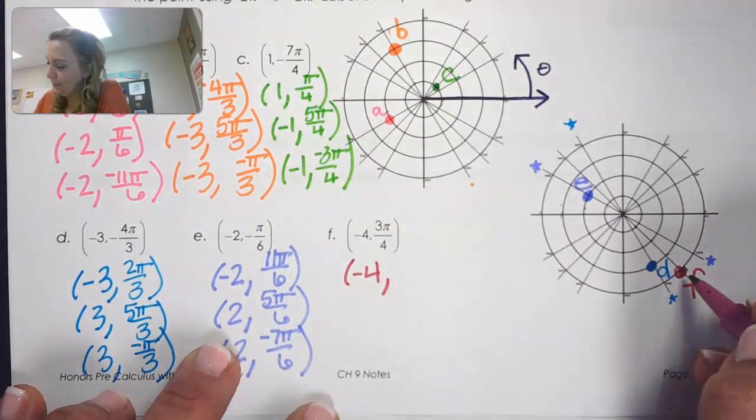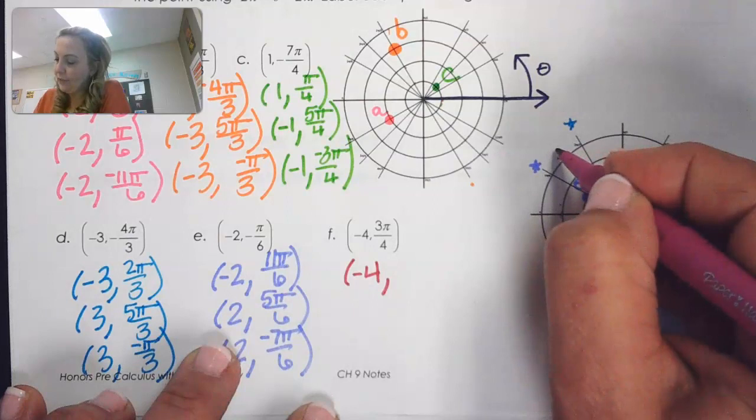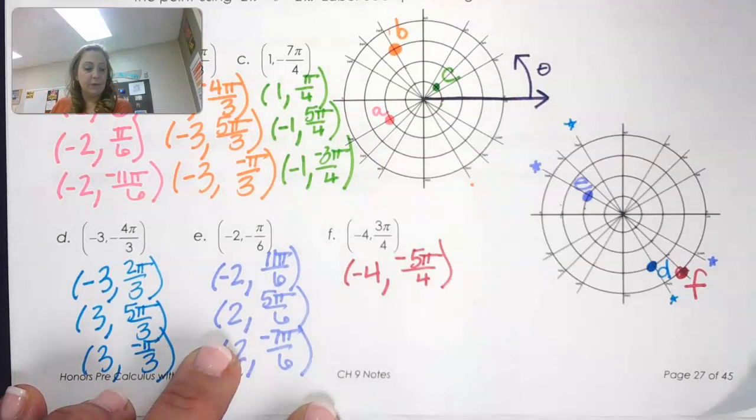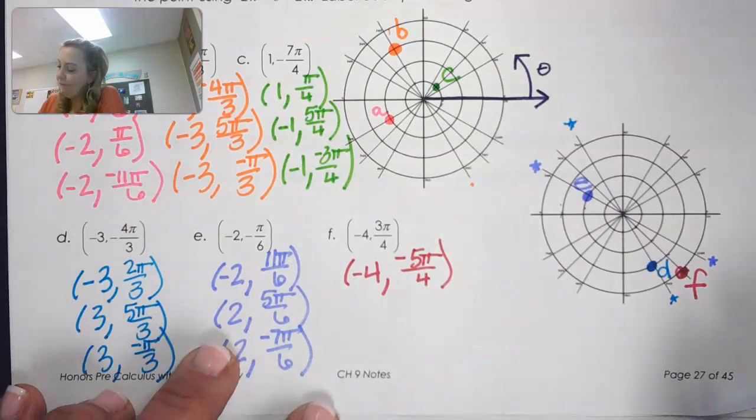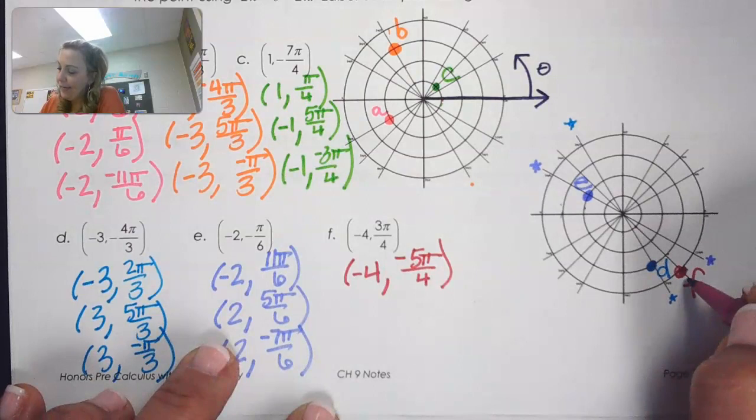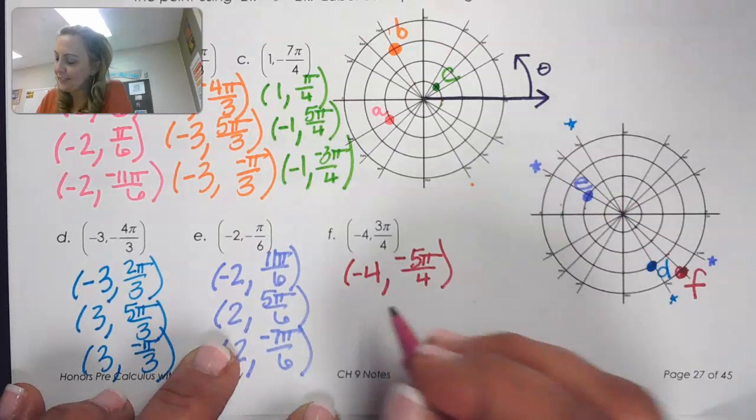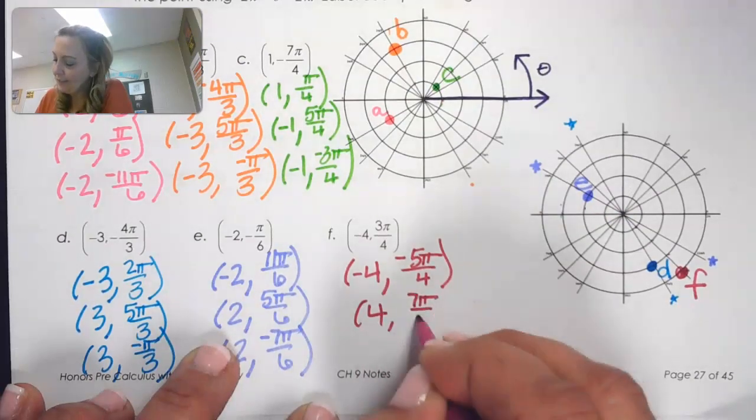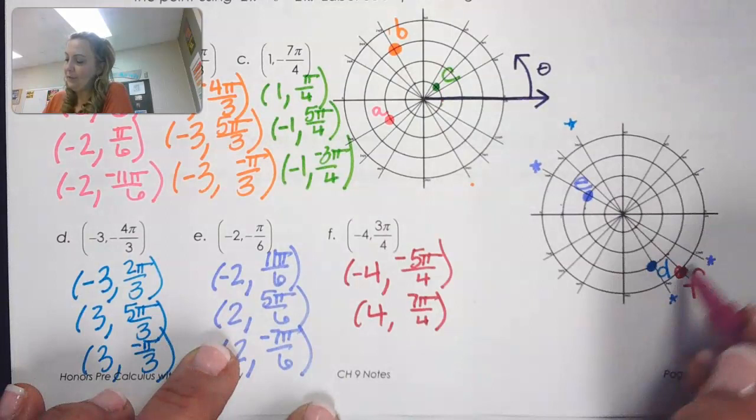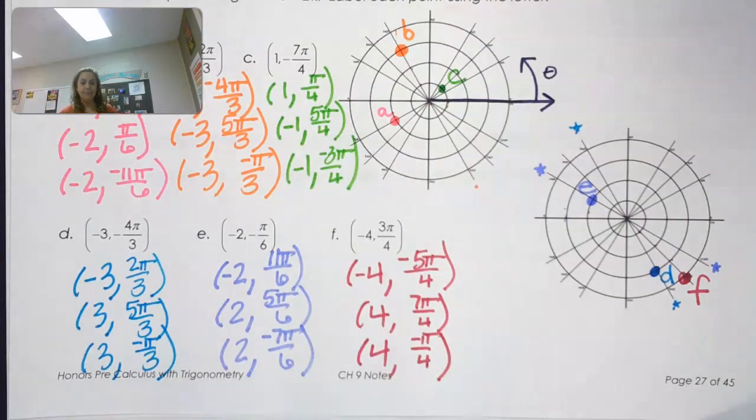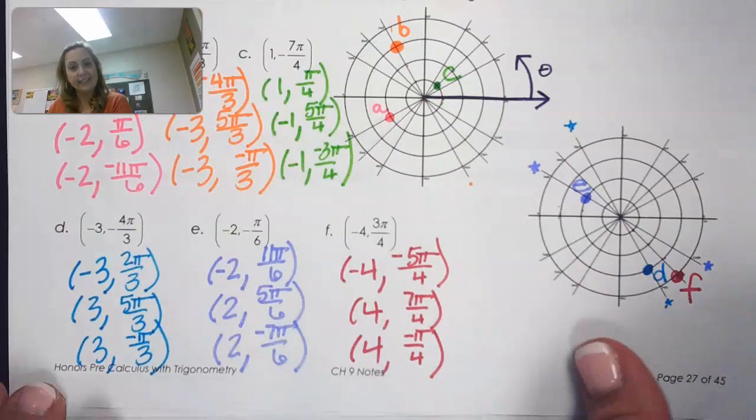If I was dealing with this 3π/4, 3π/4 would be coterminal to -5π/4. And if I wanted to go in a positive direction this way, I can see that this is positive 1 3/4, so that would be 7π/4. Or if I'm using a negative angle, -π/4. Okay, and so that's the idea. That's how we can name different polar coordinates and plot them.